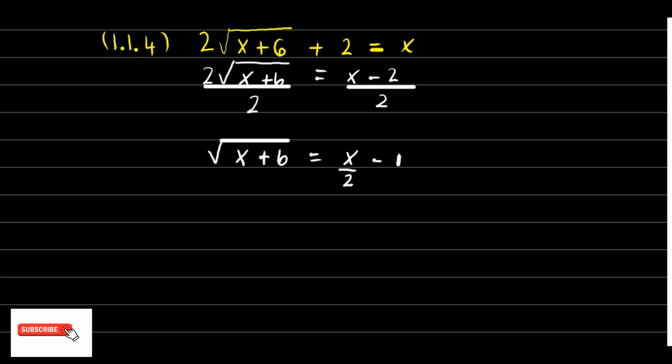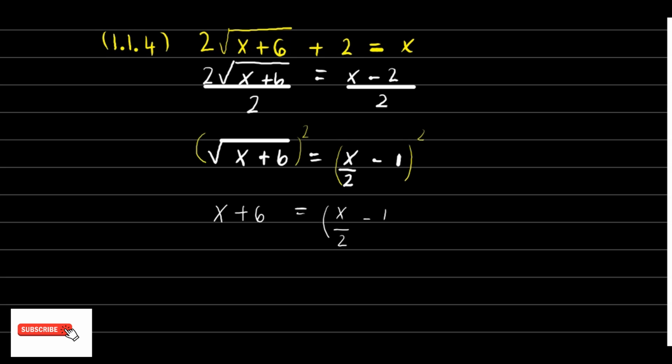And then from here, we can get rid of this square root. And to get rid of it, what do you do? You square it, right? So you square it. And when you square it, you will be left with x plus 6, which is equal to x over 2 minus 1, whole squared.